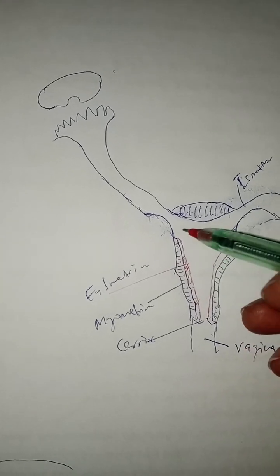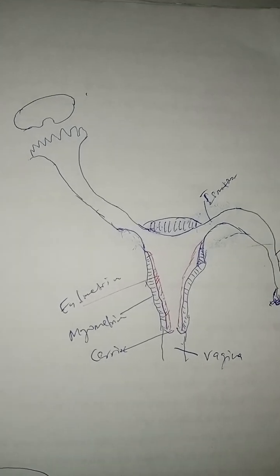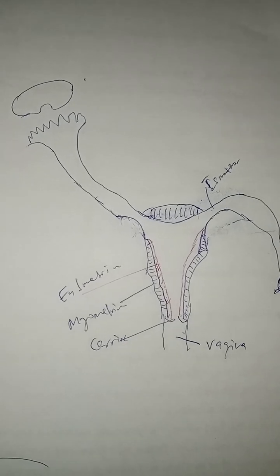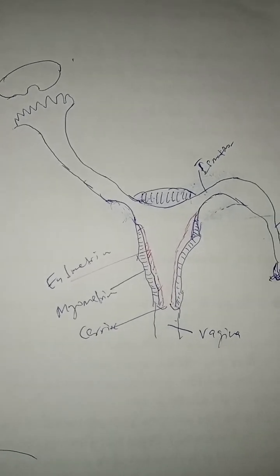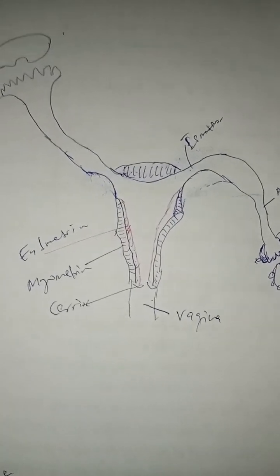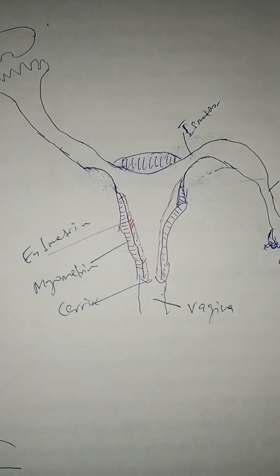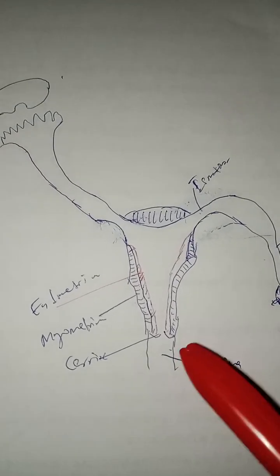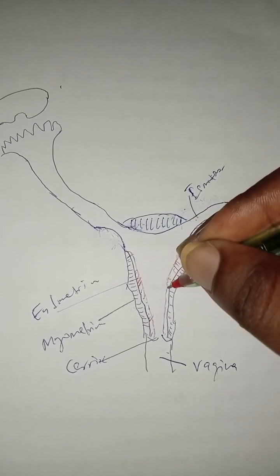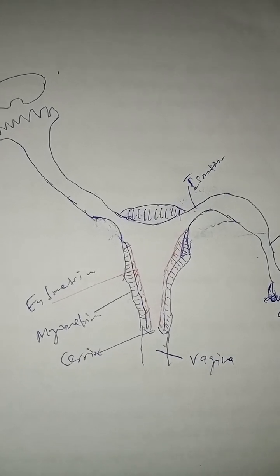Then we have the isthmus, the ampulla of the fallopian tube, the infundibulum and the fimbriae, and the ovary itself. Okay, this is the typical structure of the female genital tract. But quickly, we are concerned about fertilization. How does fertilization take place in this female reproductive system?